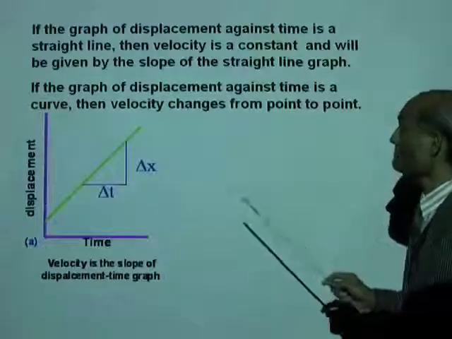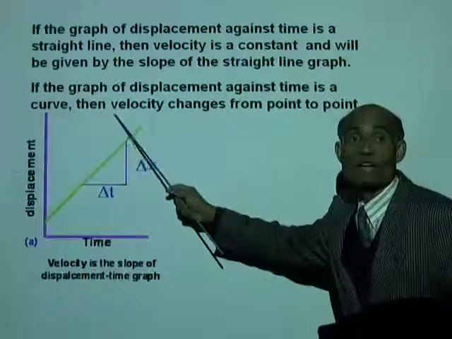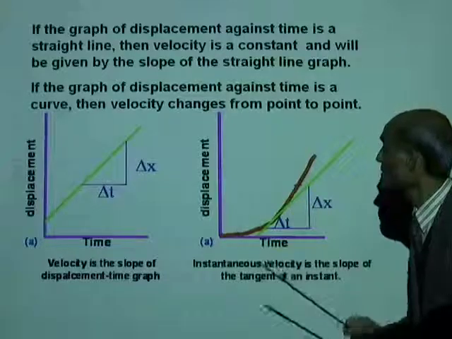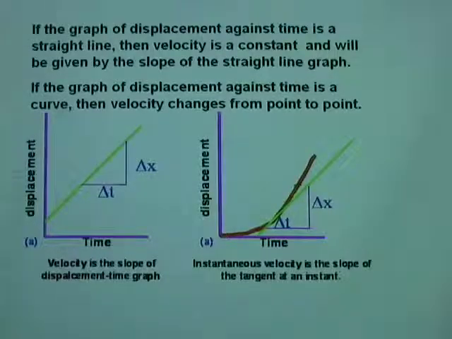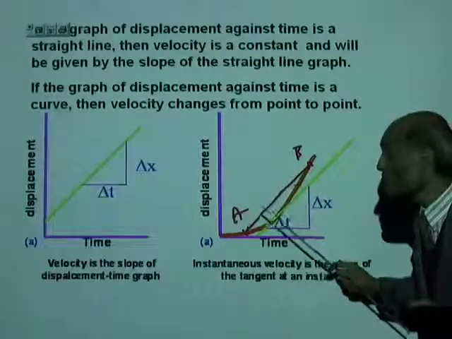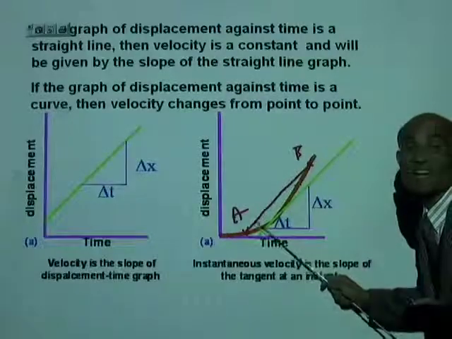On the other hand, if the graph of displacement against time is a curve, then the velocity changes from point to point. Watch this carefully. If this is my point A and this is my point B, then if I draw the straight line there, this will be called a secant line. The average velocity between these 2 points will be the slope of the secant line.